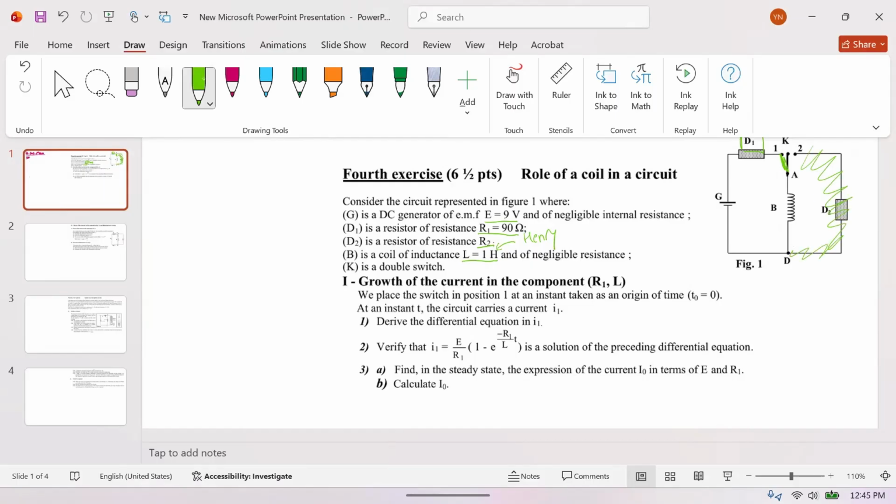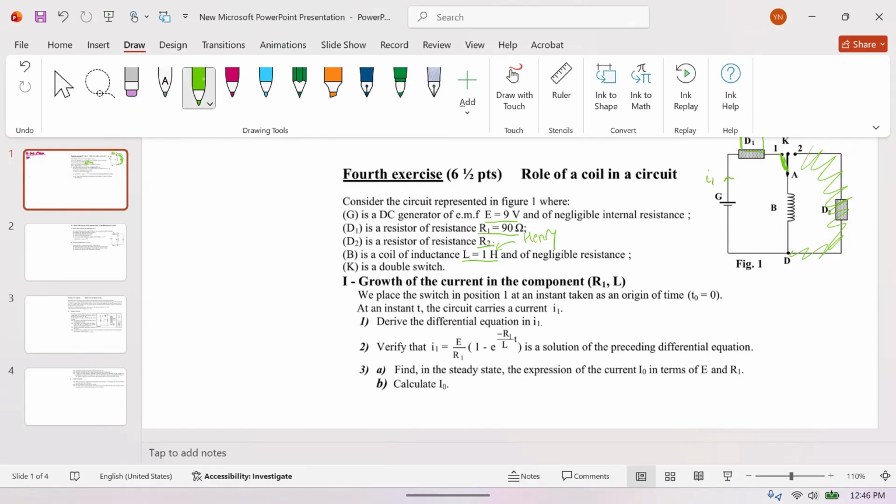At instant t, the circuit carries a current i1. At the beginning, we didn't have a current. Once we put the switch and we function the generator, we will have at some instant a current i1 flowing from the generator along the resistor and the coil. Now one thing you have to know about the coil, it opposes everything that it gets. If it gets an increasing current over time, it will work to decrease the increase of the current. So it always works in the opposite way.